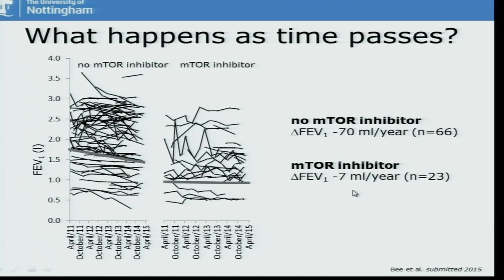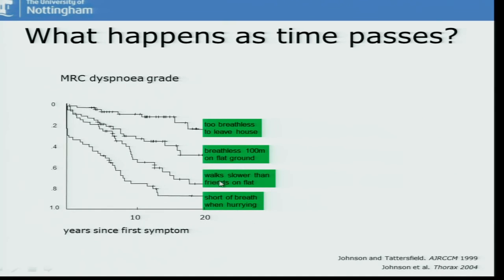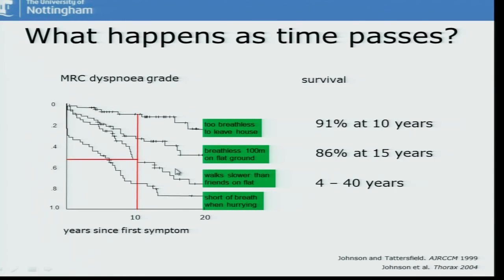So if people are this one, they walk slower on the flat, this one is too breathless to leave the house, and so on. What this graph shows is that 10 years from developing your first symptom of LAM, about half of patients will be breathless, when everybody was told that they had between 5 and 10 years from diagnosis. Actually, at 10 years, over 90% of people are alive, and the median survival now is approaching 30 years in the latest studies.